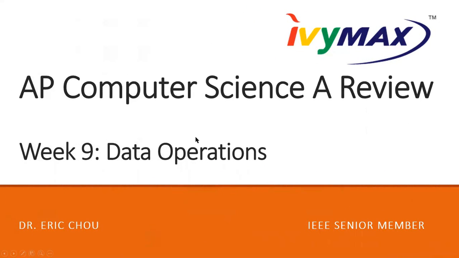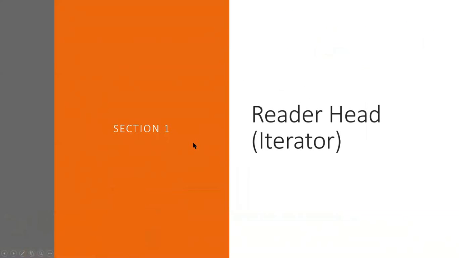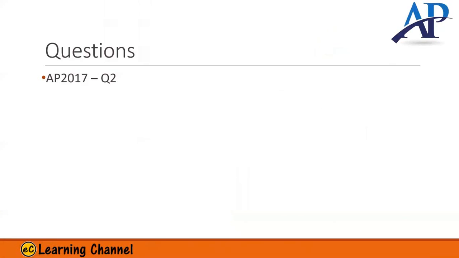Today we are on week 9, data operation review for the patterns. First, let's look at the reader head. Okay, iterator. And what is iterator? Iterator is something that helps you to read some data, some data that's organized like an array.